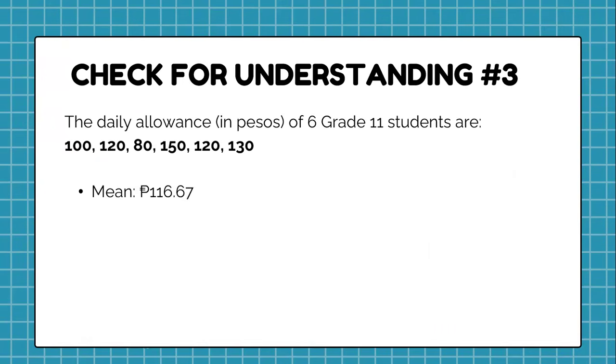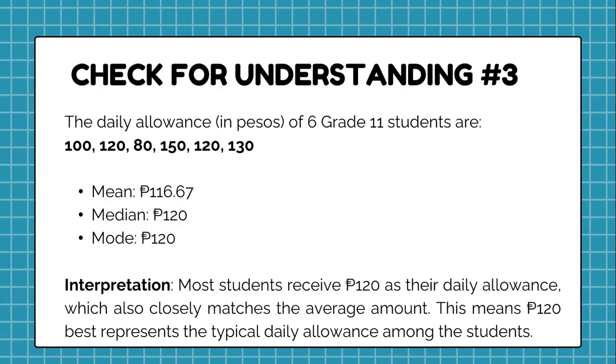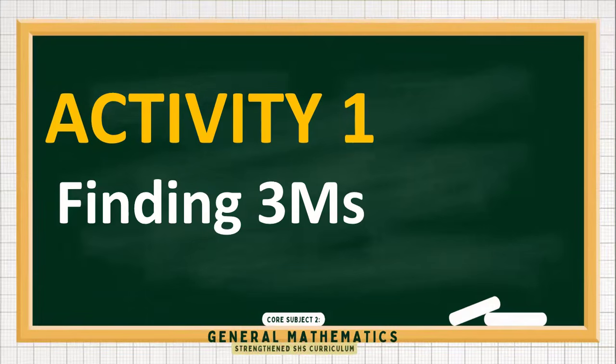So again, the mean is 116 and 67 centavos, the median is 120 pesos, and the mode is 120 pesos. So for the interpretation, we say that 120 is the most typical allowance. So that's how we interpret this given set of data. For better understanding, please answer activity number 1, finding the 3 M's. Reflect your answers in your GenMath notebook.